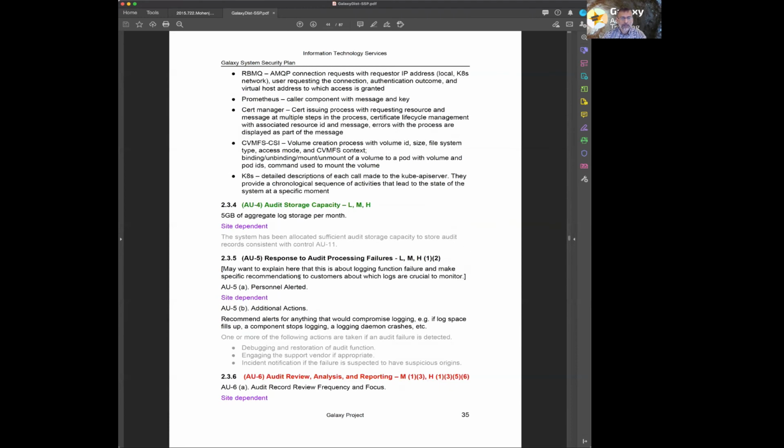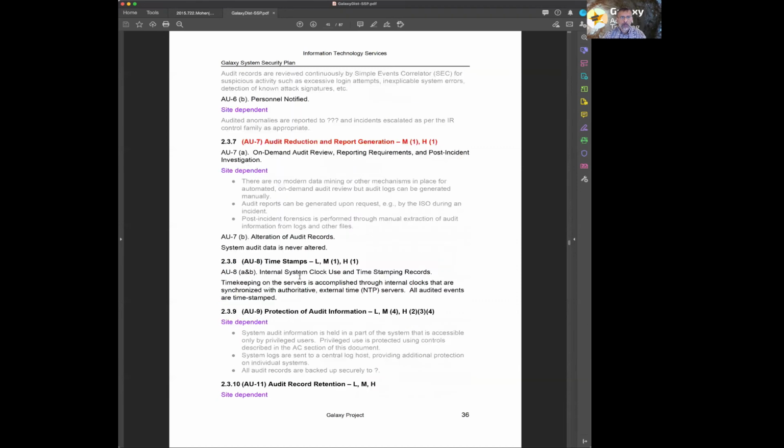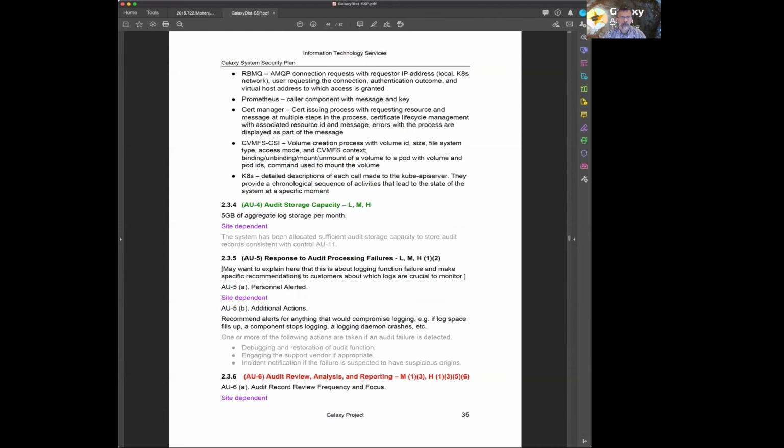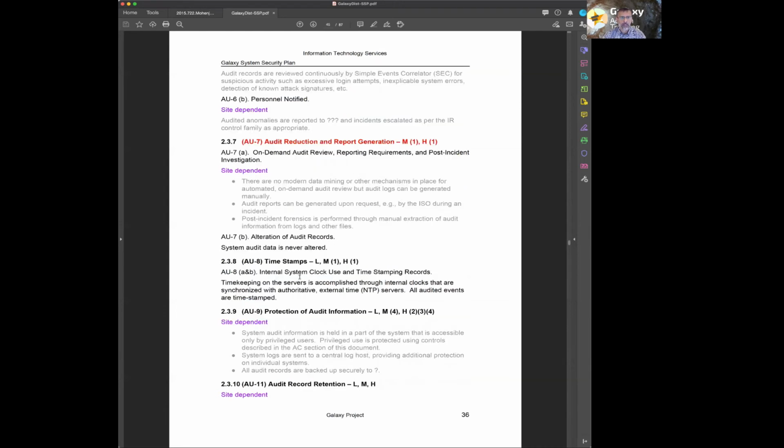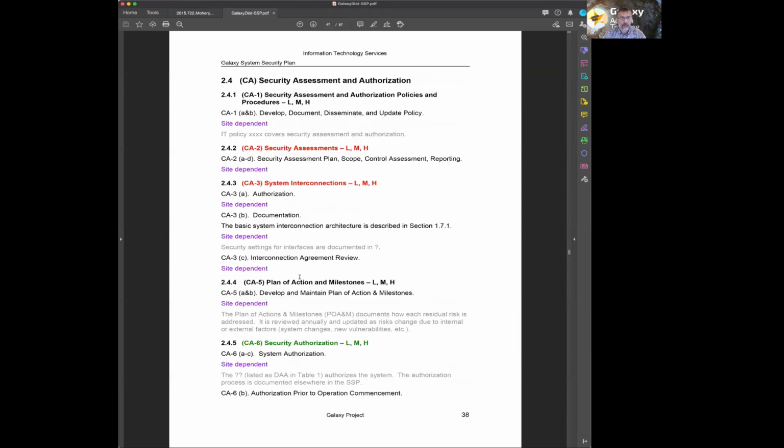AU5 is an interesting control. I wanted to mention it because it's about monitoring whether logging itself is working. Again, that's something you will have to make sure syslogd is running, for example, via some mechanism, and that logs are actually reviewed. So you might have ELK, for example, to review logs, or Splunk or something like that. Again, these are local things that you have to have in place, and making sure you have security assessment.